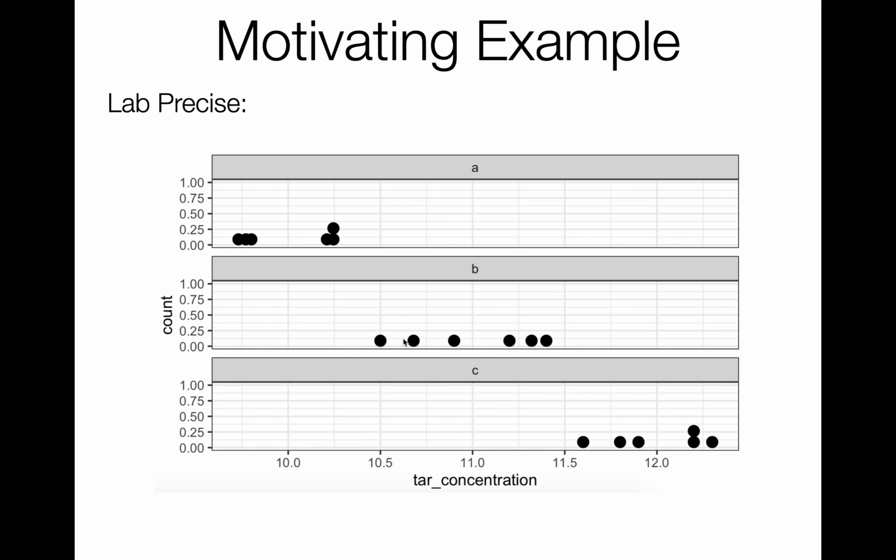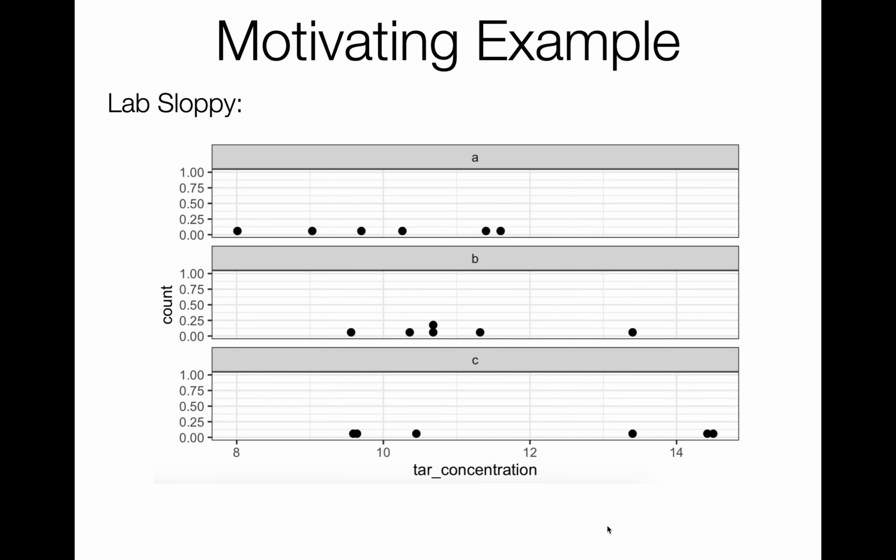So let's take a look at actual plots of them and see if they still say the same story. These are the measurements from Lab Precise, brands A, B, and C. I'm still looking for a difference. Does it seem like there is a difference? Your impression from this picture is probably yes, there definitely is a difference. A definitely looks different from B, which definitely looks different from C. Great. Here is Lab Sloppy.